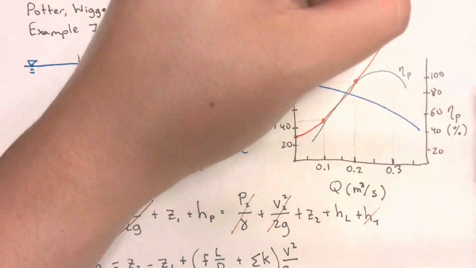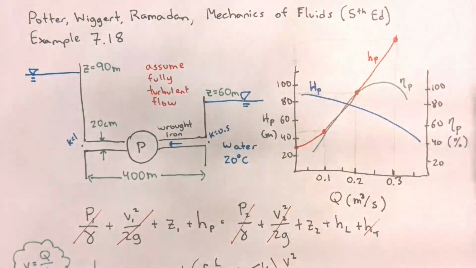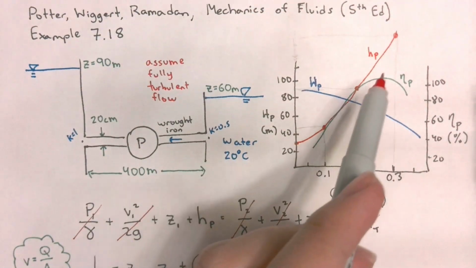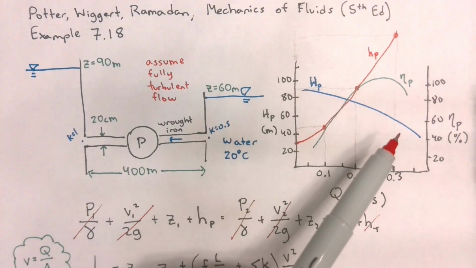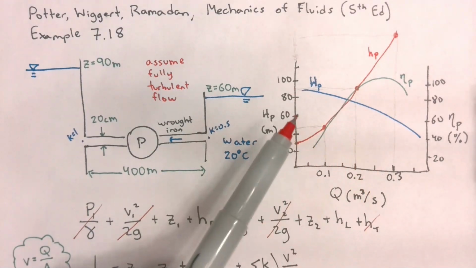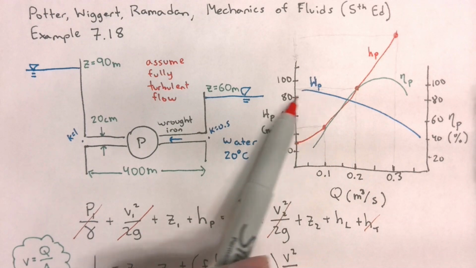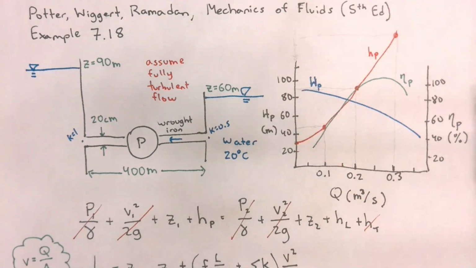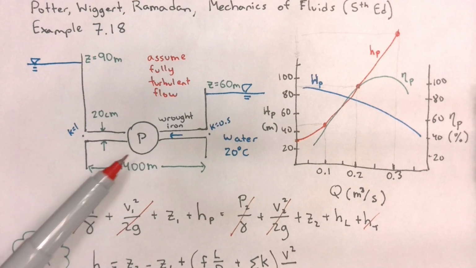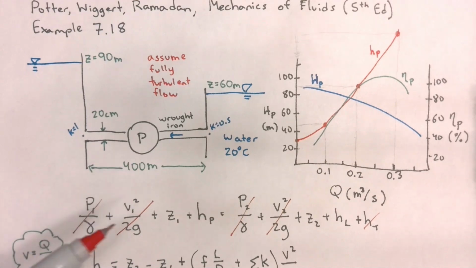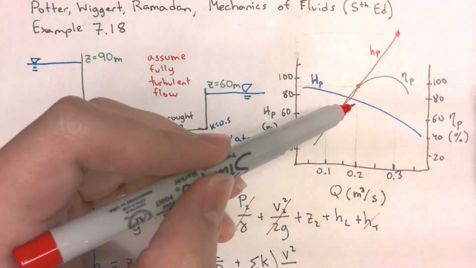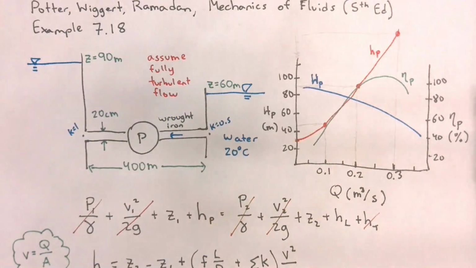This red curve is the system demand curve. That means the amount of pump head required for a specific flow rate. This blue curve is the pump performance curve. That is the amount of pump head supplied for a specific flow rate. When can this pump operate? This pump operates when the amount of pump head required is equal to the amount of pump head supplied. And when does that happen? When the red and the blue curves intersect.